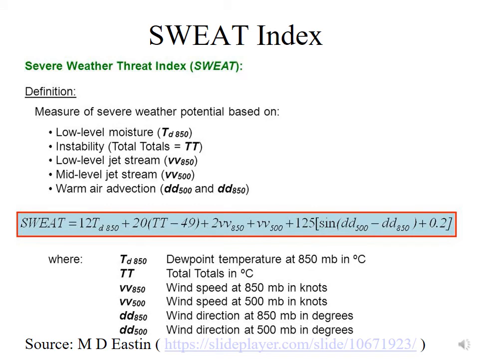Next, we have the SWEAT index, the Severe Weather Threat Index. It includes information about the low-level moisture, the instability using the total totals that we'll talk about here shortly. It includes information about the low-level winds at 85 kilopascals and mid-level winds at 50 kilopascals. It also looks at warm air advection, so it's looking at dew point temperatures, warm air advection. It's looking at the wind direction at 50 kilopascals and 85 kilopascals as well.